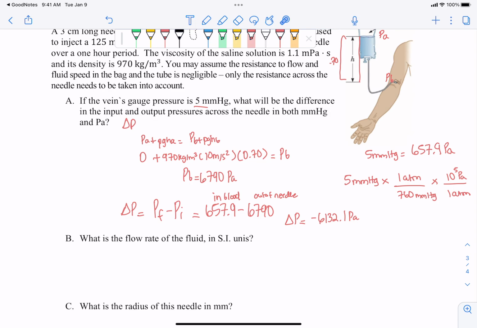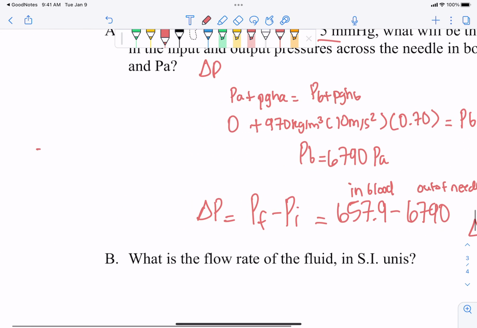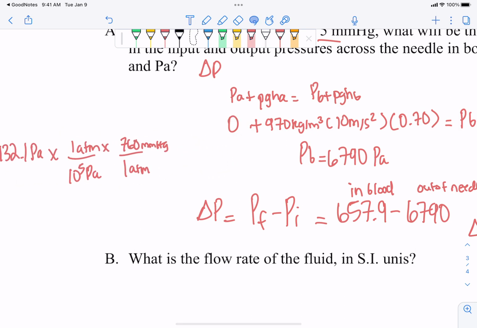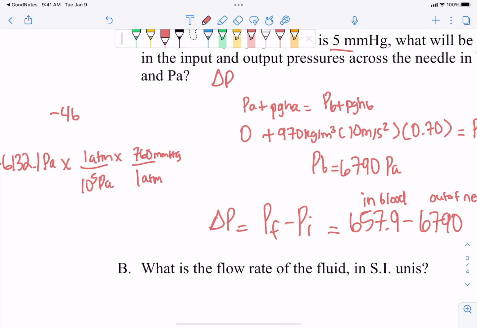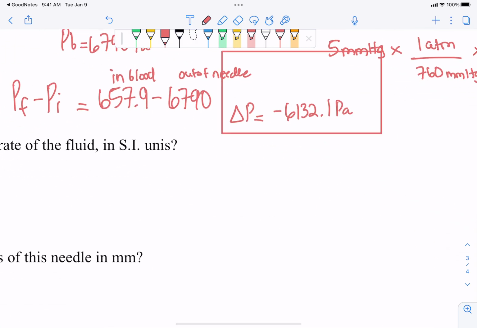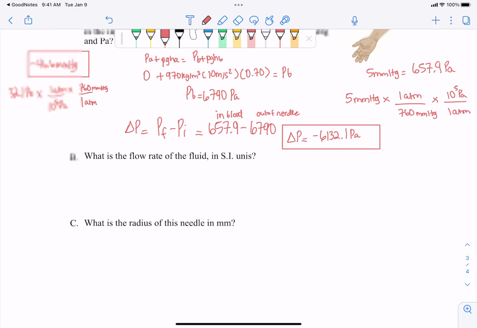And we can convert that to millimeters of mercury by doing a similar conversion here, just the opposite. So we'll do negative 6,132.1 pascals, 10 to the 5th pascals is 1 atmosphere, and 1 atmosphere is 760 millimeters of mercury, right? So that should give us negative 46.6 millimeters of mercury.